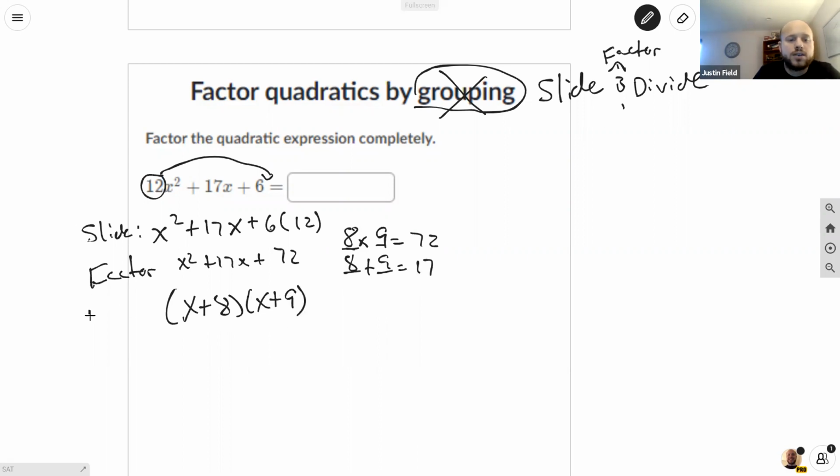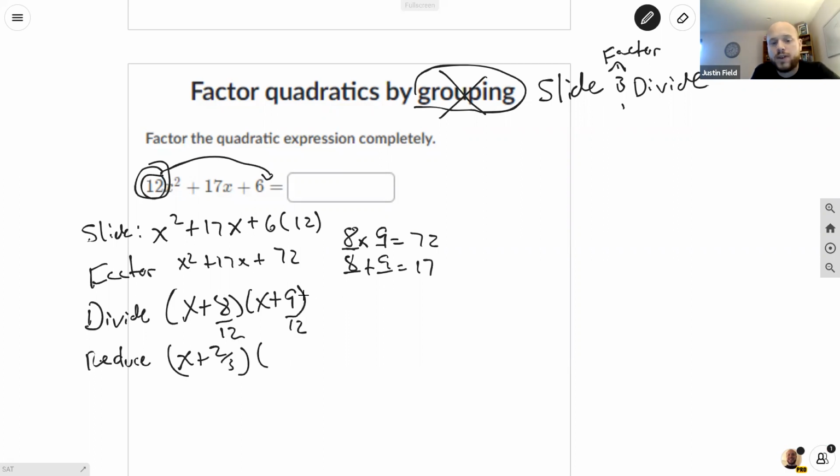Okay, so slide, factor. My students this past year kept forgetting to divide. Don't forget to divide. What you divide by is whatever you had to slide. So we're going to divide by the 12. Sometimes you can actually do the division, but in this case, 8 divided by 12 doesn't really divide, but we can reduce it. If we divide them both by 4, we get 2 over 3. So x plus 2/3. And 9 over 12, we divide them both by 3, and we get 3 over 4.